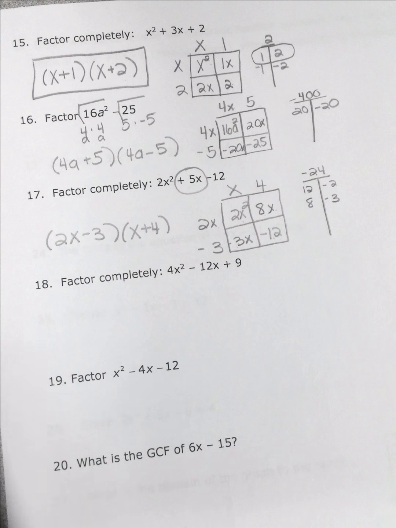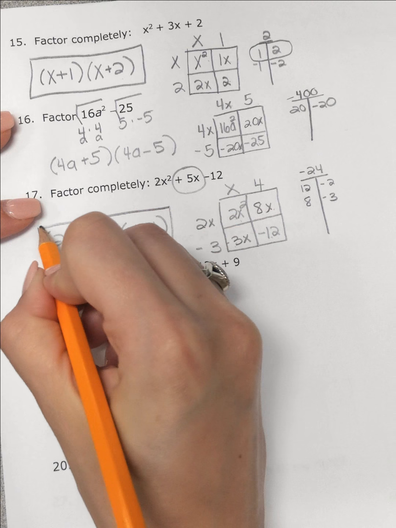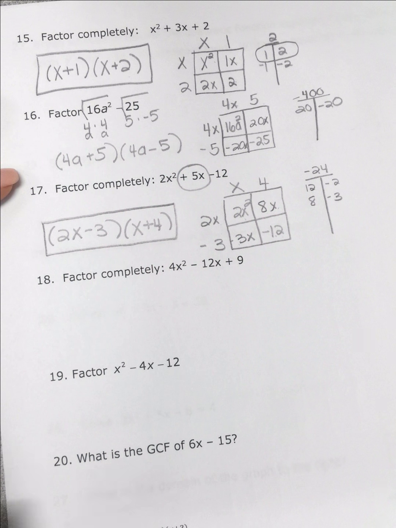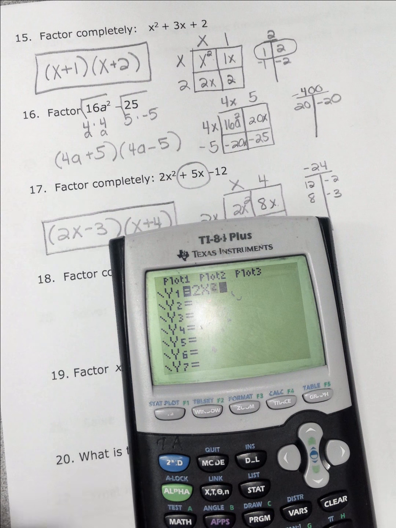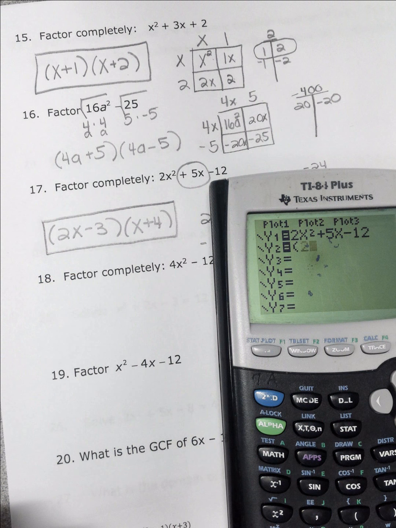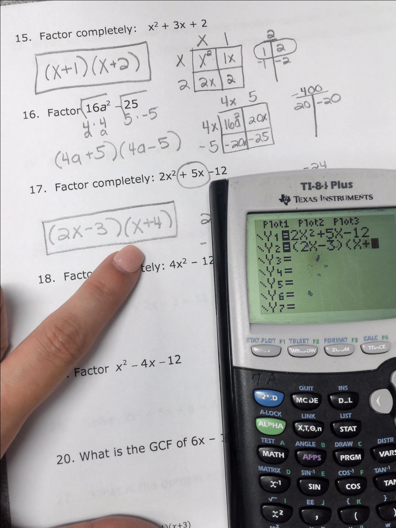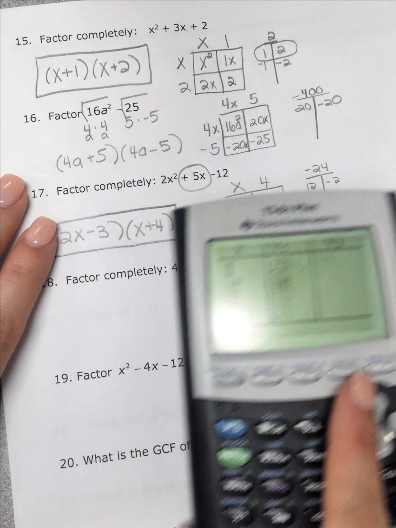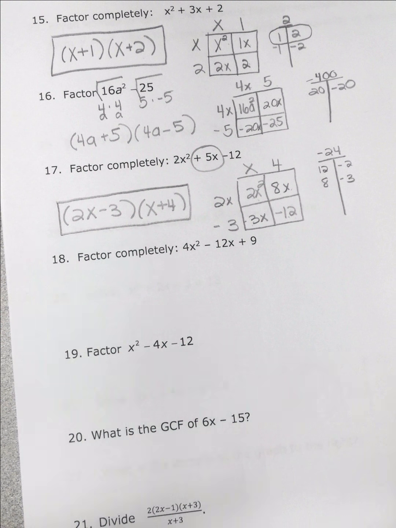So let's check our answer. So go to y equals, and I'm going to type in 2x squared plus 5x minus 12. And then in y2, I put my answer choice. So 2x minus 3 and x plus 4. Same, same, same, same. Beautiful. Okay, we're going to factor another one.